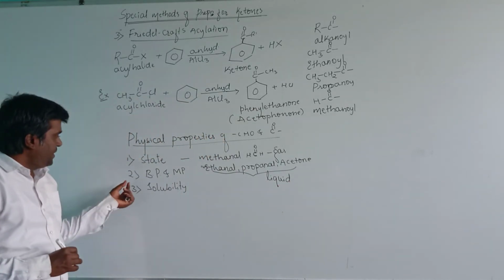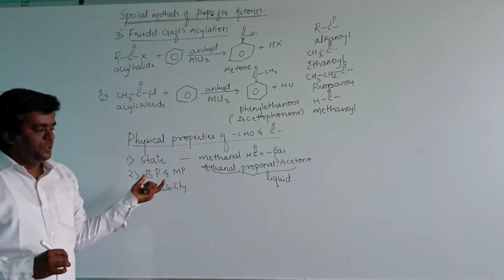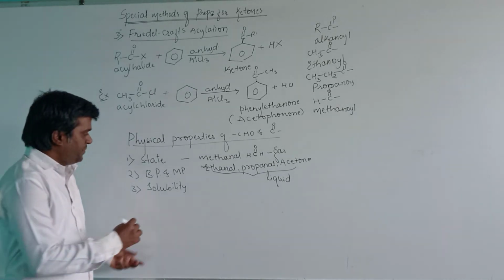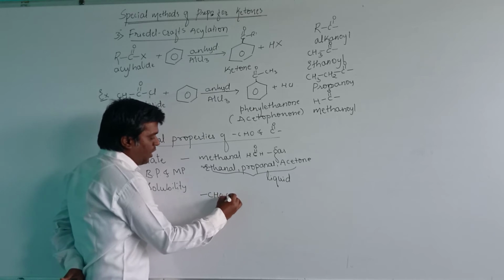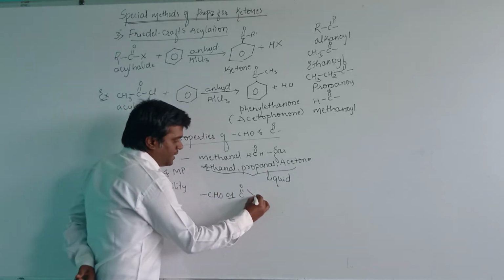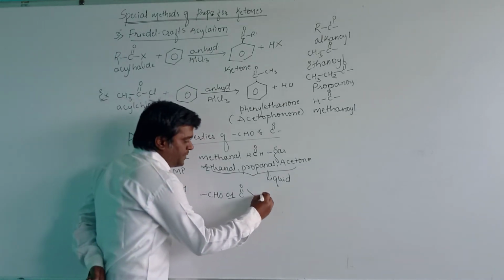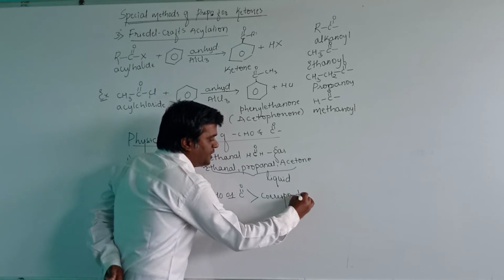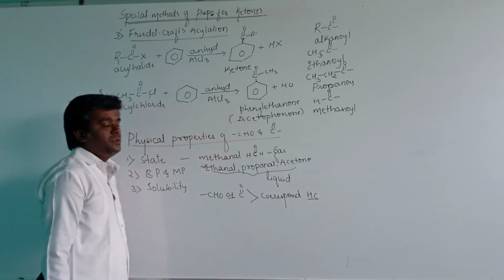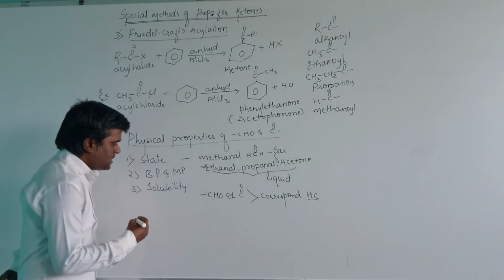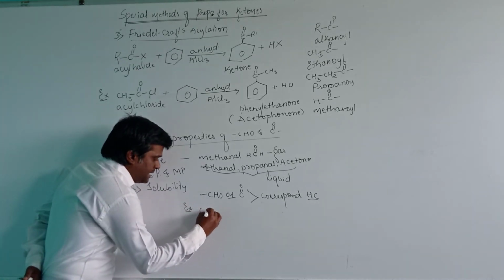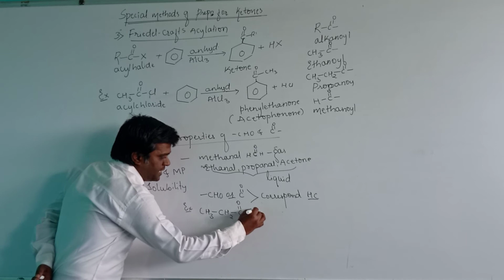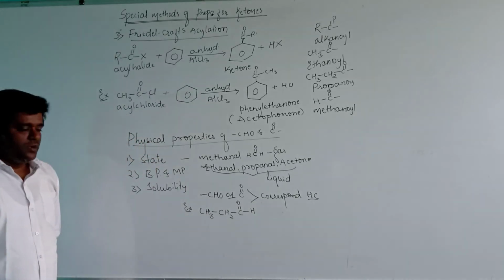The second topic is boiling point and melting point. Aldehydes or ketones will have a greater boiling point compared to the corresponding hydrocarbons. This means, let us consider an example. It is CH3CH2CHO, that is the aldehyde propanal.